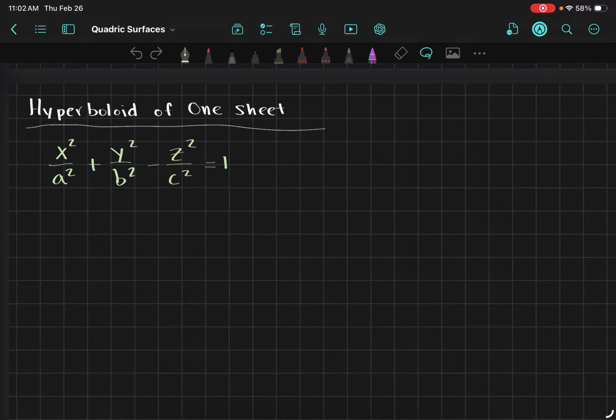Today we are going to be covering the hyperboloid of one sheet, given by the general equation of x squared over a squared plus y squared over b squared minus z squared over c squared is equal to 1. This looks pretty similar to an ellipsoid, except as you can notice, we have a minus here.